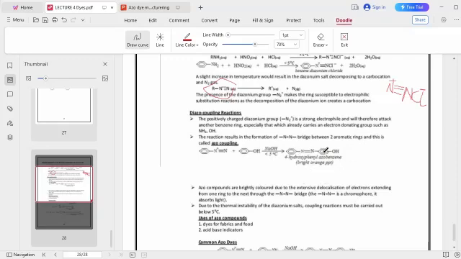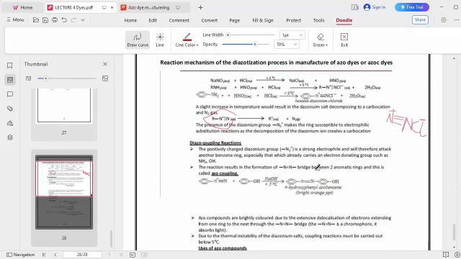And this compound is an azo dye because it is an azo group connecting two aromatic groups, one to the left and one to the right. It's known as 4-hydroxyphenyl azobenzene, and it's bright orange in color.